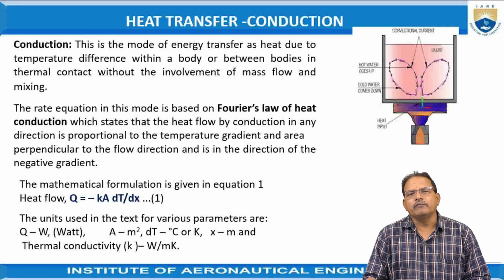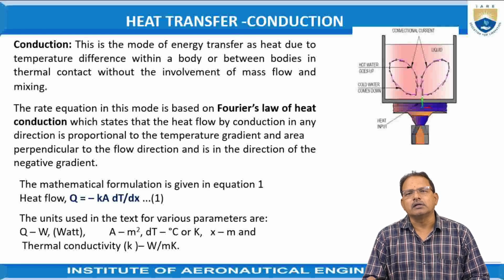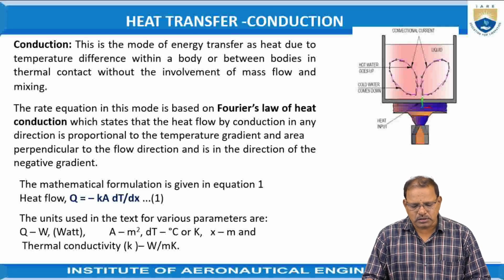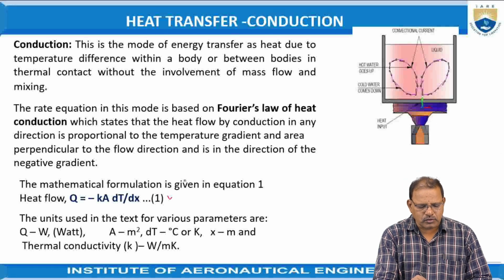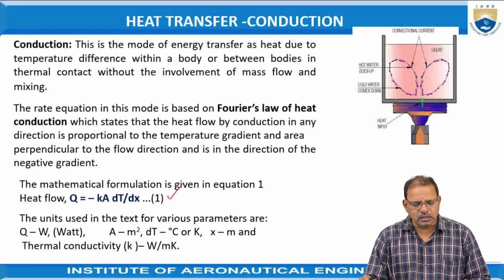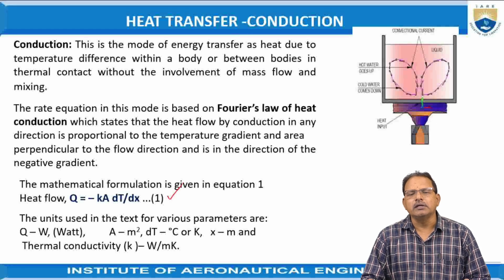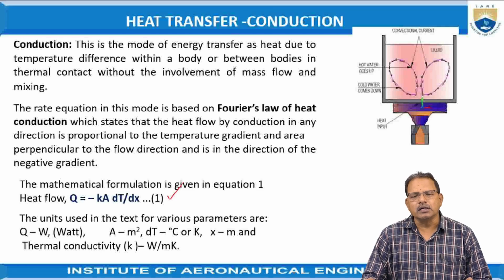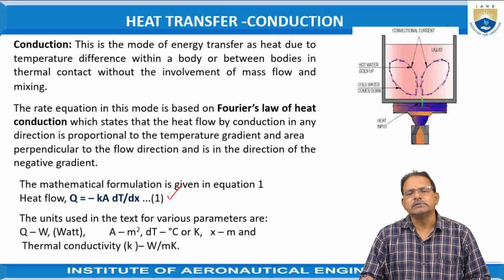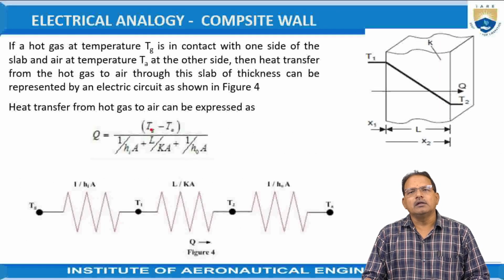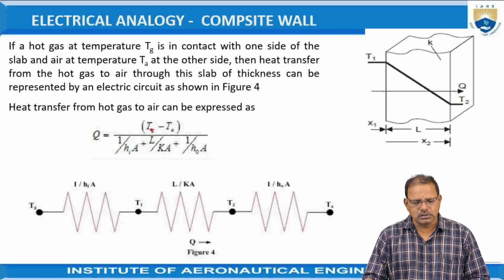The amount of heat energy flowing in a conductor is generally determined by Fourier's law of heat conduction. As already mentioned, it is equal to minus K A dT by dx. Q is represented in watts, A is in square meters, dT is the temperature difference measured in Kelvin or degrees centigrade, and thermal conductivity is in watts per meter per Kelvin. Here I am taking a composite wall.